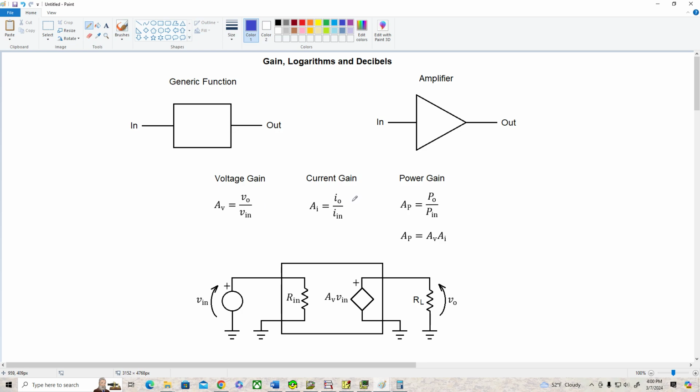Now, current is a little bit less convenient to measure, so we're not going to work with current gain directly that often. And power is even harder to measure, so power gain is the worst of these to try and measure directly. Fortunately for us, though, power gain is the product of voltage gain and current gain. Now that comes from the fact that power equals V times I.